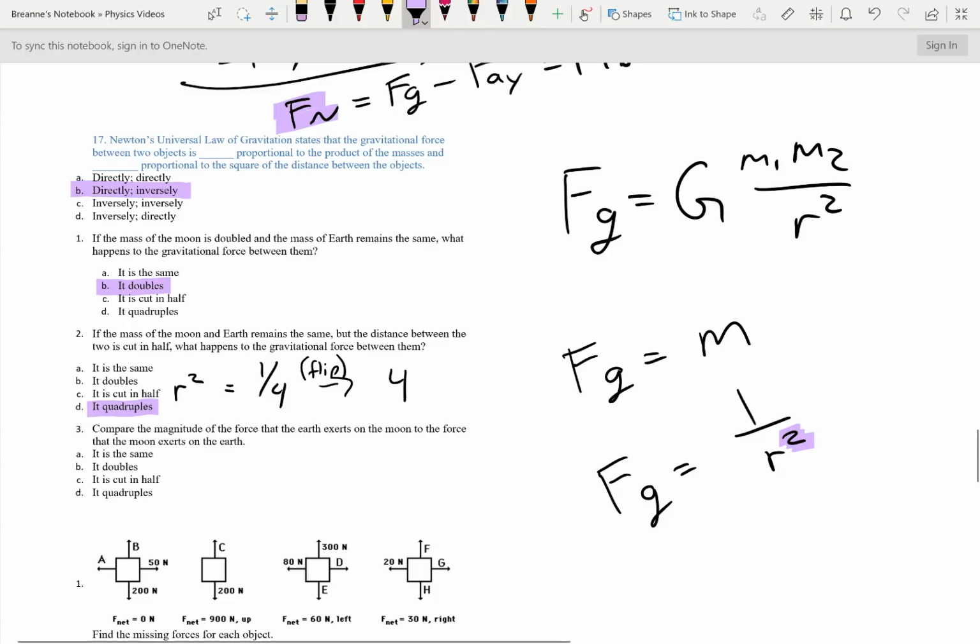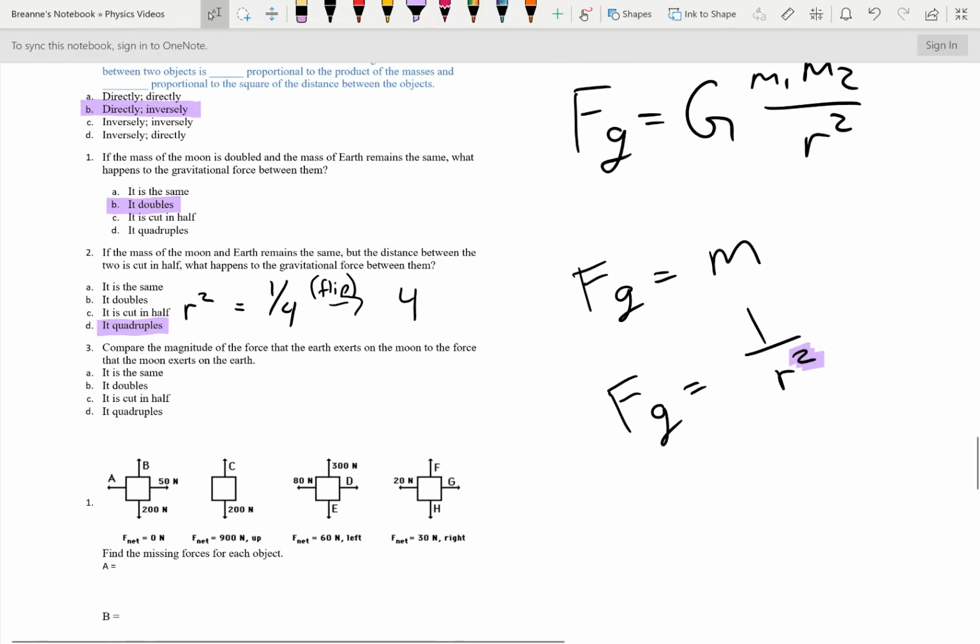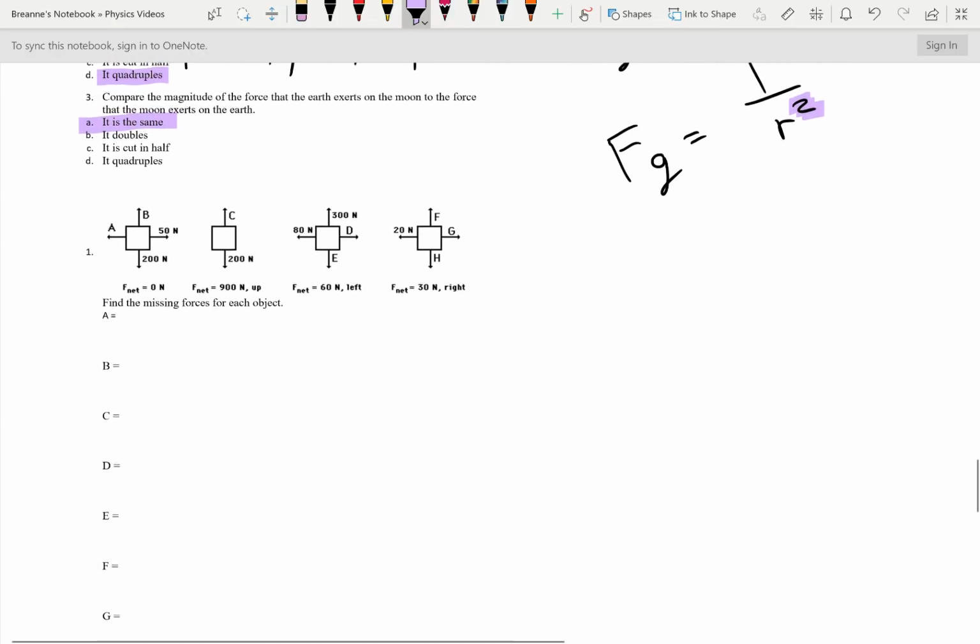Compare the magnitude of the force that the Earth exerts on the moon to the force the moon exerts on the Earth. It's actually the same. That's why we don't have to solve for different forces. It's still the same, because if you multiply 2 times 1 versus 1 times 2, you're going to get the same answer. So it's the same.